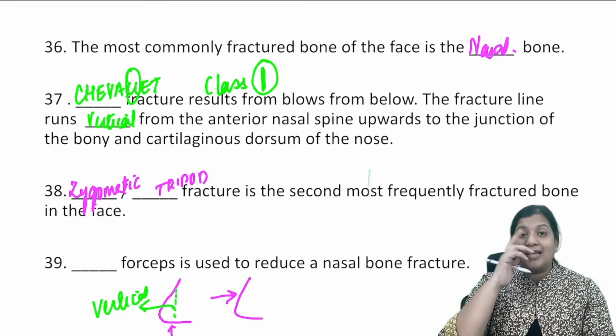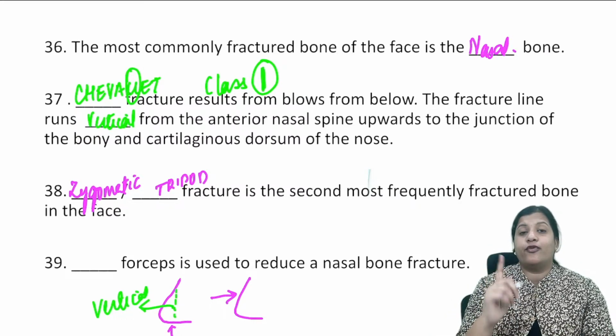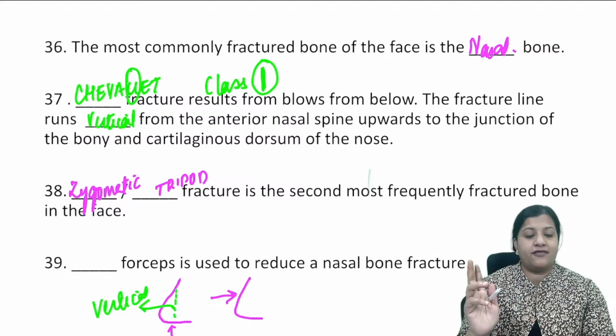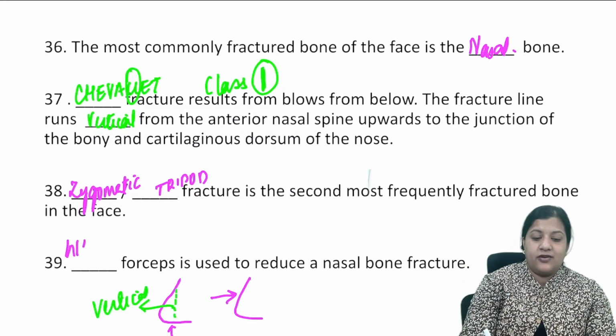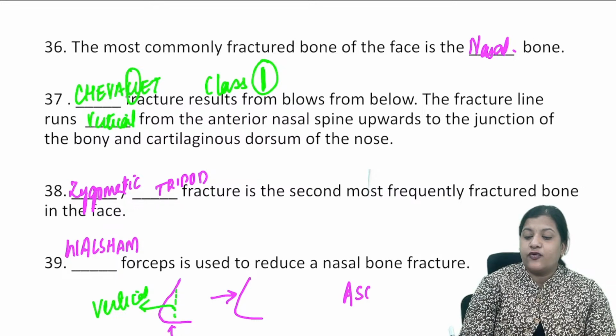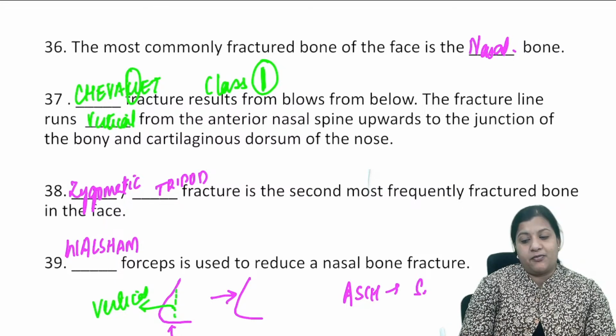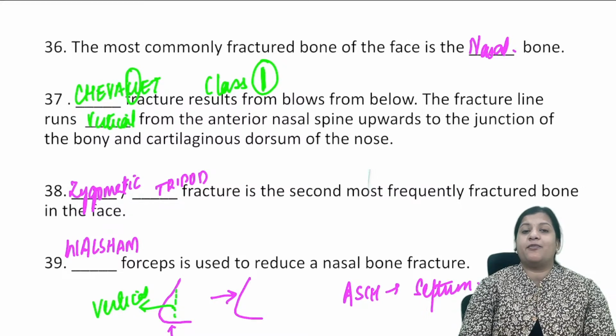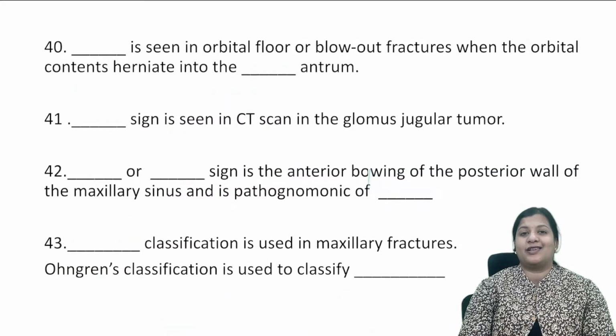For the nasal septum we have one forceps, and for the nasal bone we have another forceps. Walsham's is for the nasal bone. Asch's forceps is for the septum. So Asch's forceps is for the septum, whereas Walsham's is for the nasal bone.